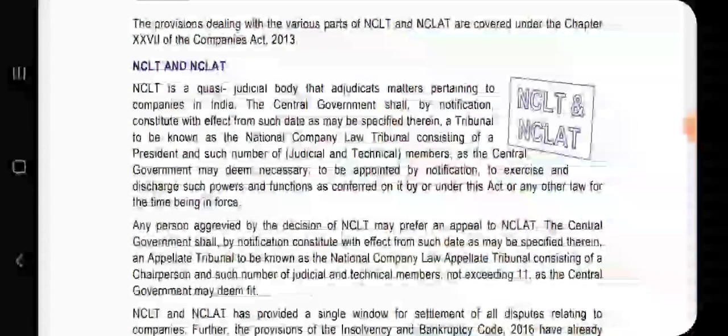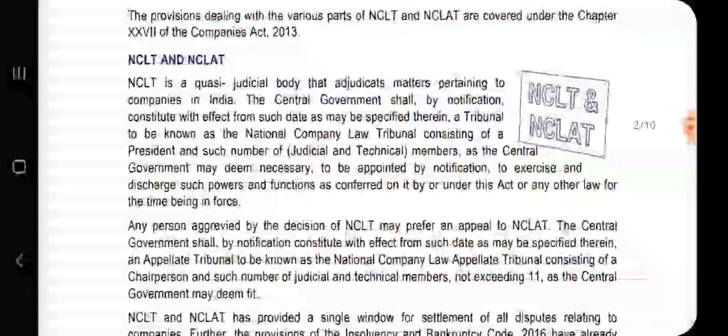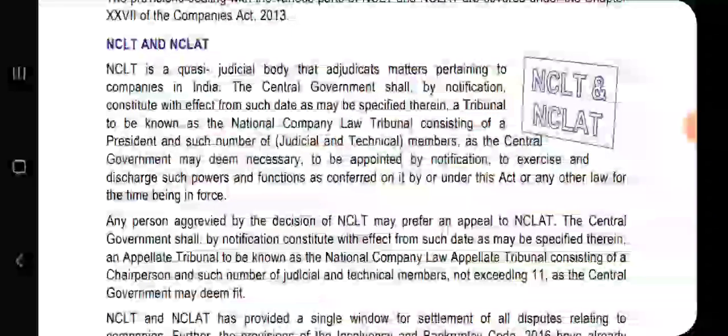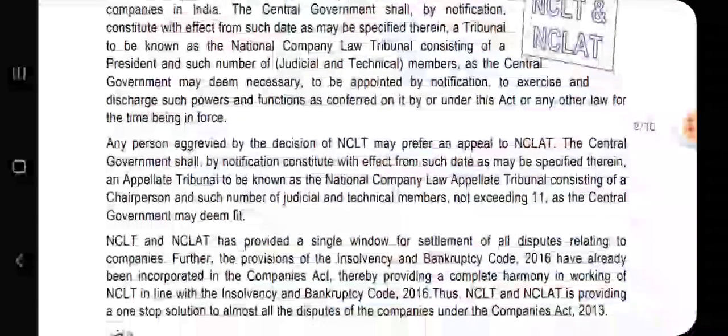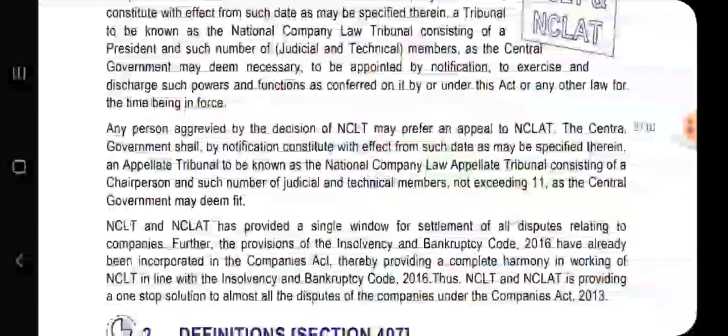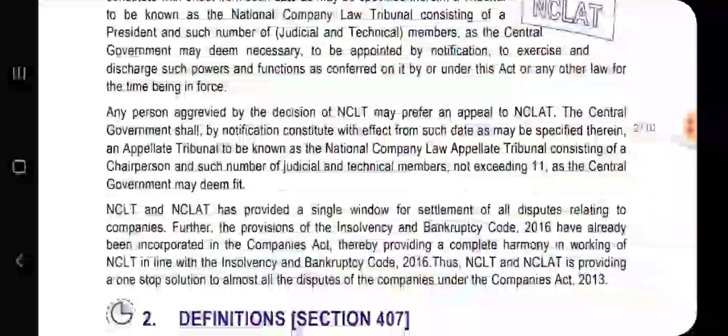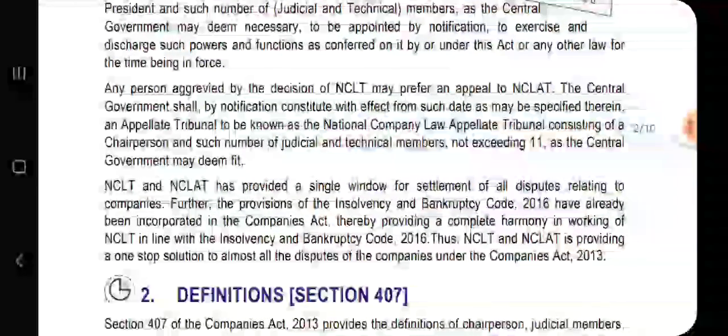NCLT is a quasi-judicial body that adjudicates matters pertaining to companies in India. This we have already learned, that NCLT will take up matters pertaining to companies in India. If any person is aggrieved by the order of NCLT, he can appeal to NCLAT, which is the appellate authority.